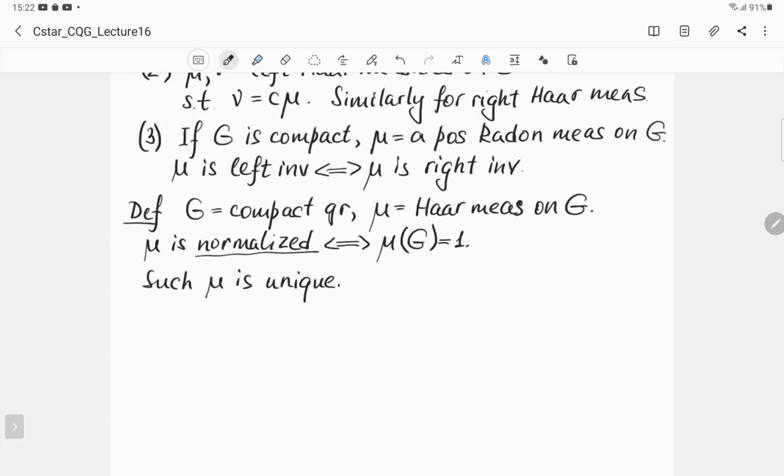Okay, so our goal will be to extend this notion to the case of compact quantum groups. So what is a reasonable analog of Haar measure in the case of compact quantum groups? So let's do the following. Let's look at the definition of a Haar measure and let's try to dualize it. That is, to write the left invariance property in dual terms, in terms of the algebra of continuous functions on G.